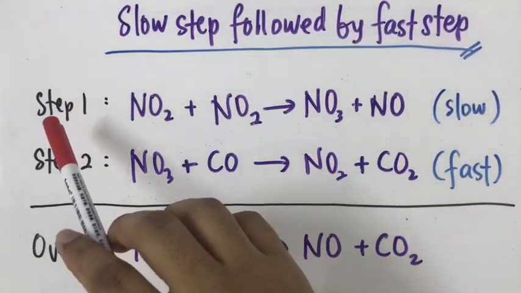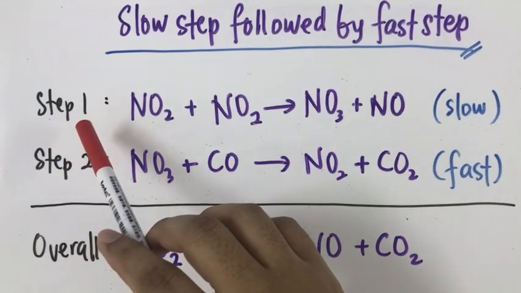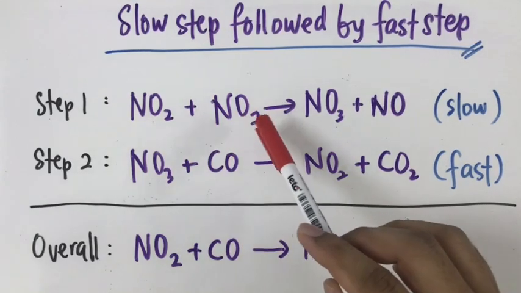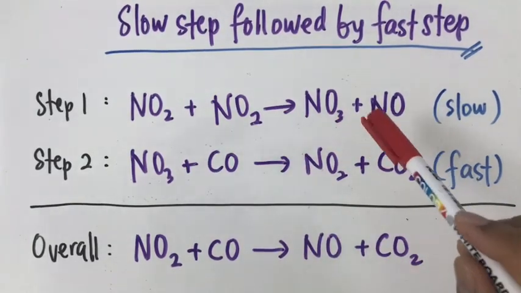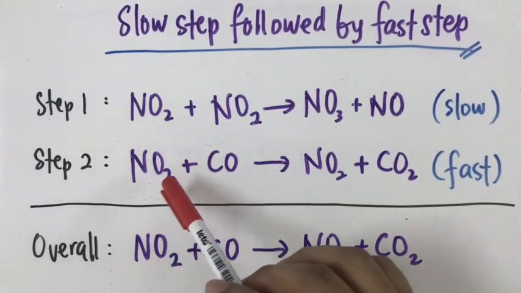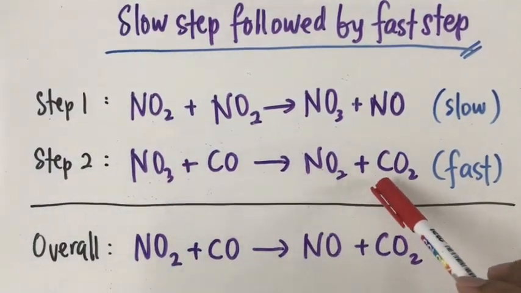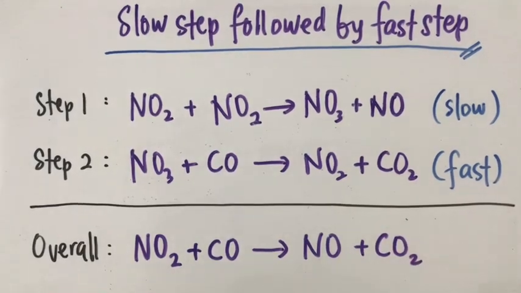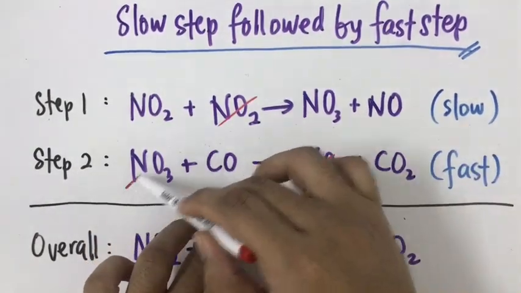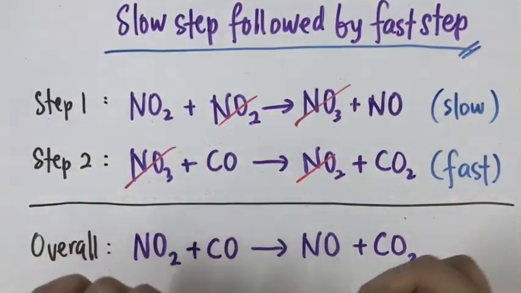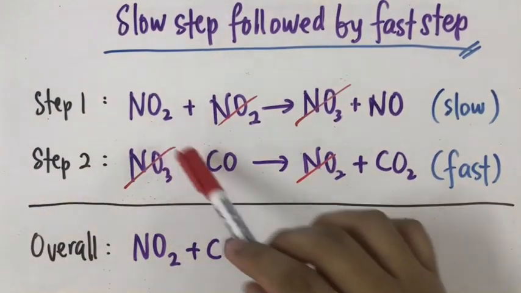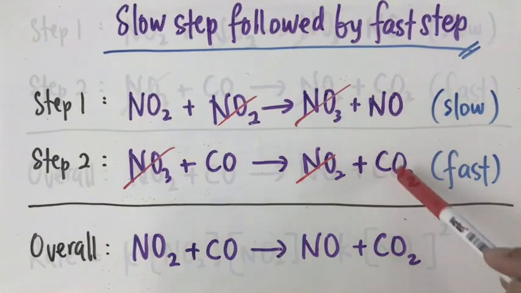So the initial step here, step 1, is the slow step, or also known as the rate determining step. So we have here NO2 plus NO2 producing NO3 plus NO. And then the intermediate NO3 is consumed in step 2, where NO3 plus CO producing NO2 plus CO2. This is the fast step. So in this case, we can cancel out the same molecules on both sides. So what's left for the overall reaction, we can just write NO2 plus CO producing NO plus CO2.